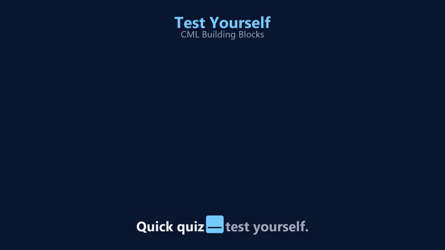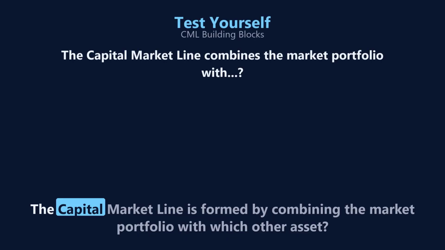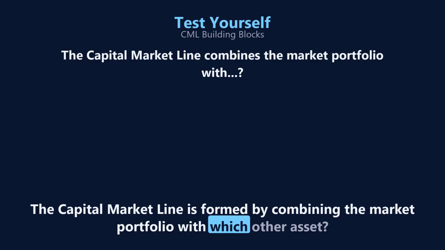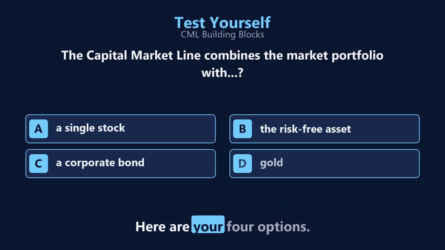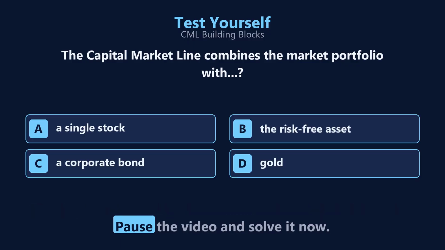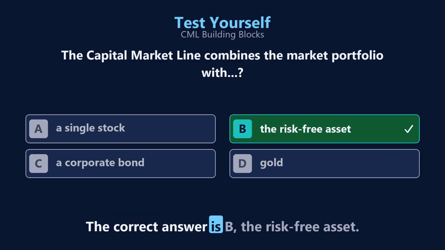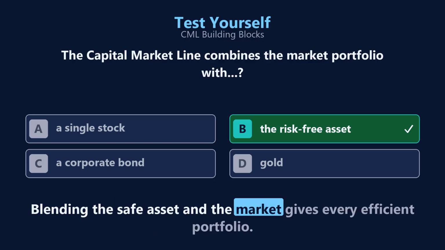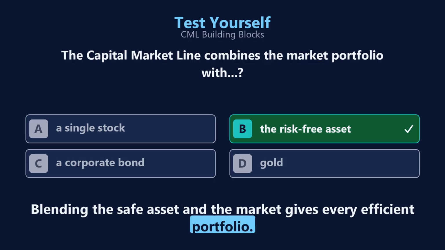Quick quiz, test yourself. The capital market line is formed by combining the market portfolio with which other asset? Here are your 4 options. Pause the video and solve it now. The correct answer is B, the risk-free asset. Blending the safe asset and the market gives every efficient portfolio.